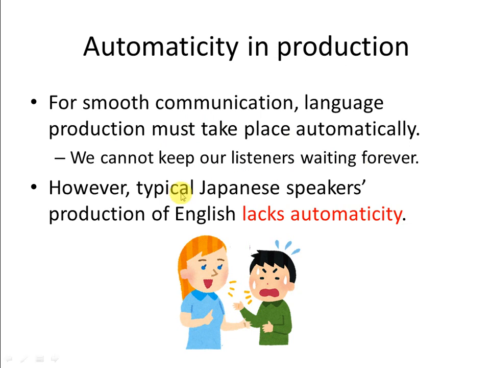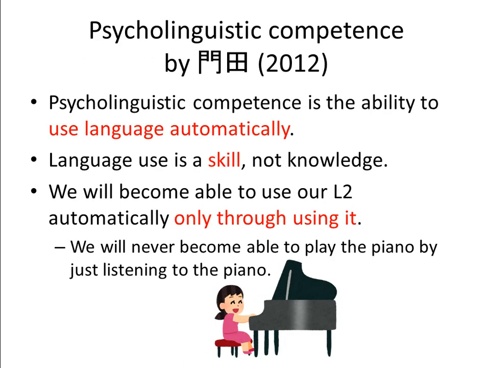However, typical Japanese speakers' production of English lacks automaticity. So when they try to speak, they can't find words, they can't produce sentences fluently, so they lack automaticity. So that's a very, very big problem. And many Japanese learners of English have this problem. So psycholinguistic competence is the ability to use language automatically. And here, language use is regarded as a skill, not knowledge.